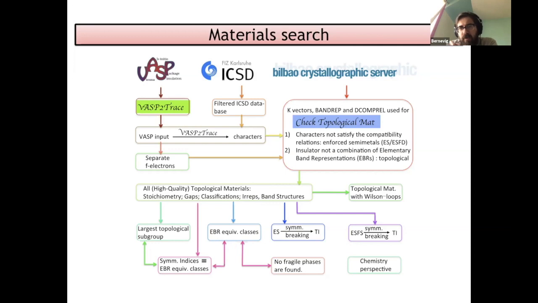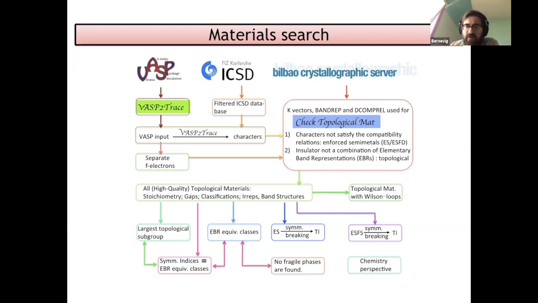Now for VASP, for example, the DFT code doesn't give you the characters of a non-symmetric representation. You have to build an extra program that gives you the characters of the symmetry eigenvalues of the non-symmetric operations in the Brillouin zone. And that's called VASP to trace, this program that we built that's basically available now. You take any non-magnetic material and you run DFT, you find the wave functions, and this program finds you the trace of the eigenvalues.